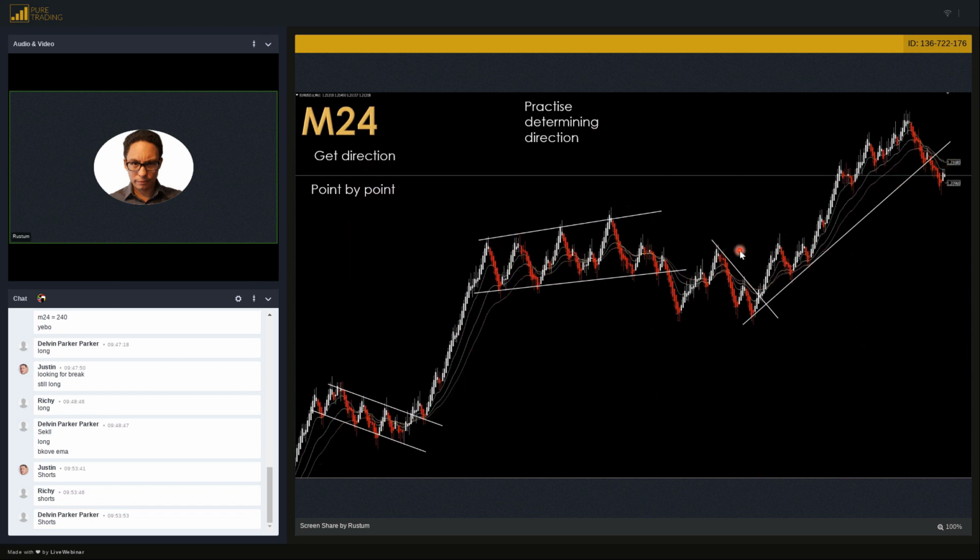Now, later on, it's definitely not going to happen today. But in other sessions, we're going to talk about why this is a good long as well. But let's not confuse the issue based on the bones of the strategy, the skeleton of the strategy. We are looking for shorts in this area.